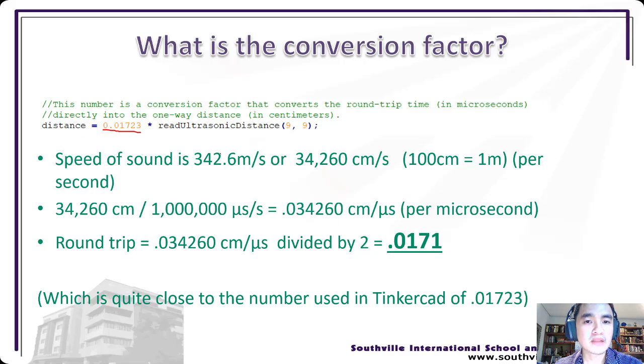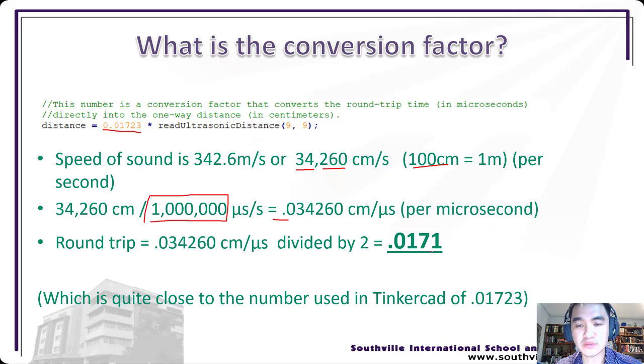So the speed of sound is 342.6 meters per second. We can convert that to 34,260 centimeters per second, just by multiplying by 100. And then, there are 1 million microseconds in 1 second. So we convert the 1 second to 1 million microseconds, and we get this number, 0.03426 centimeters per microsecond. So the round trip is just divided by 2.